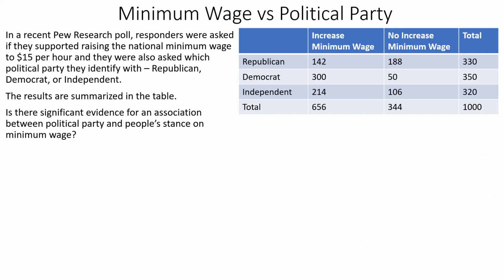And another example here. I'll try and go fast here. So in a recent Pew Research poll, responders were asked if they support raising national minimum wage to $15 per hour, and they were asked which political party they identify with, Republican, Democrat, or Independent. The results are summarized in the table. So I looked this up this morning and got these numbers basically from a poll result this morning. So these are not made up numbers. Is there significant evidence for an association between political party and people's stance on minimum wage?